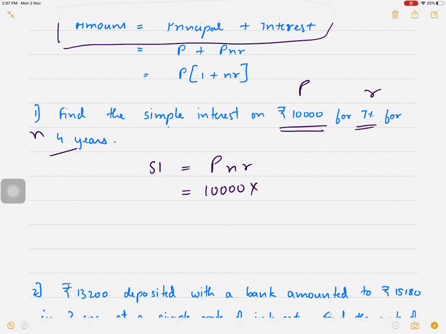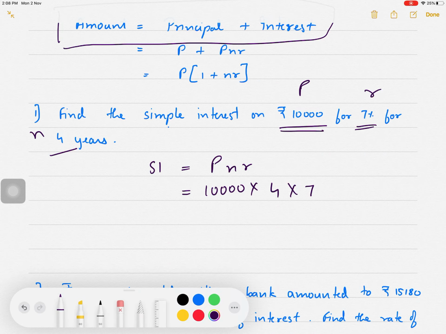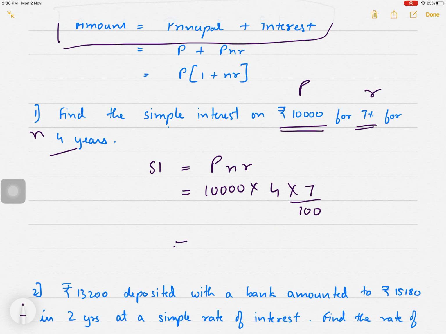10,000 into period is 4 into 7%. Instead of writing 7%, I'll write 7 upon 100. Not 7 into 10, sorry, 7 upon 100. 7% means 7 upon 100. Right? So which comes to 2,800. Okay? So simple interest is asked. Find the simple interest. So simple interest comes to 2,800.